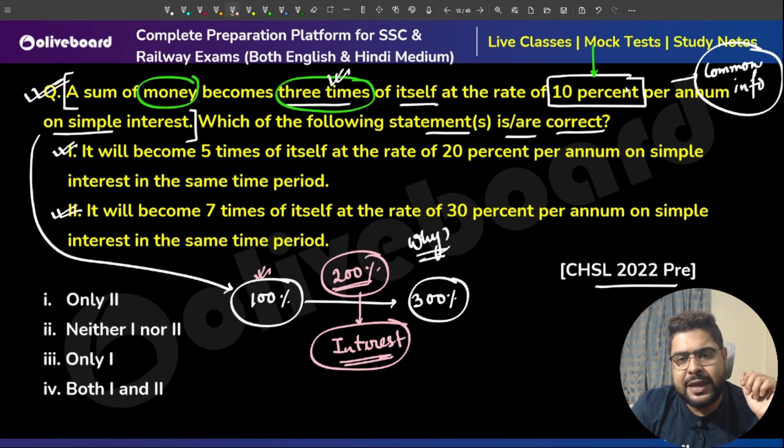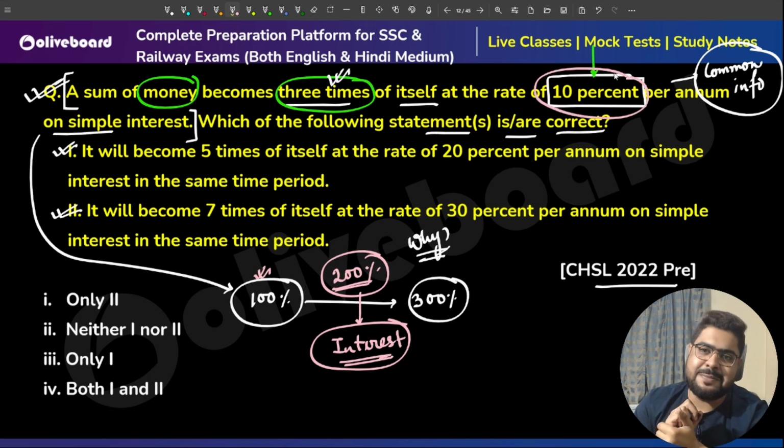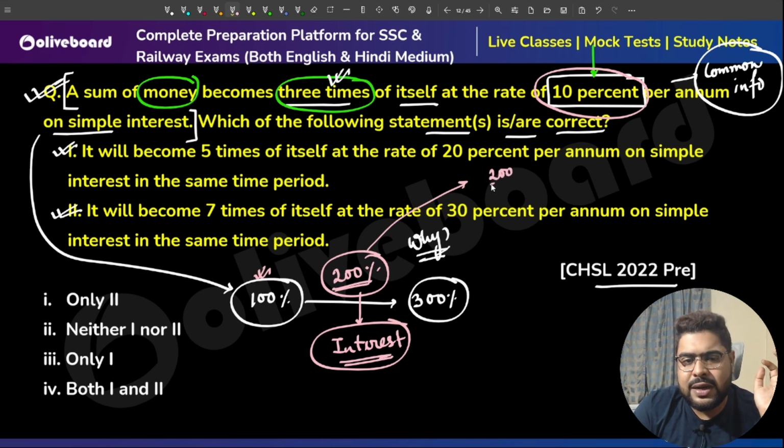Now, they are saying 10% per annum, meaning every year I am getting 10% interest. In simple interest, then in how many years can I get 200%? It's very, very simple. This is 200 by 10, that is 20 years.